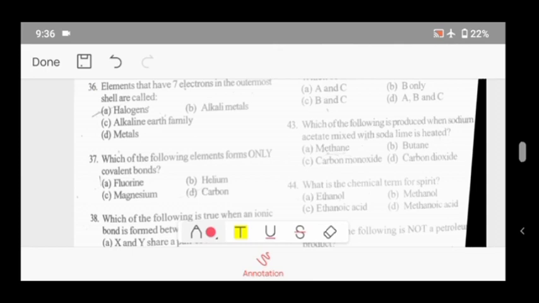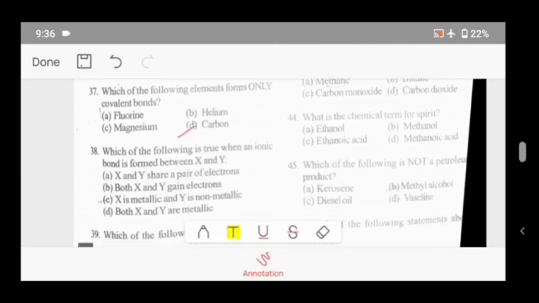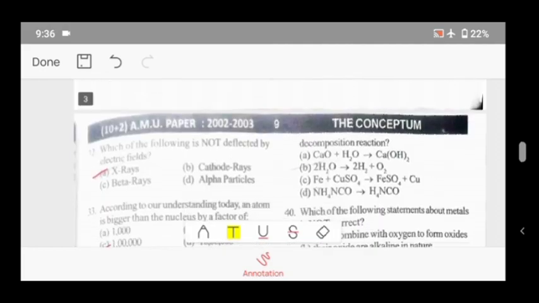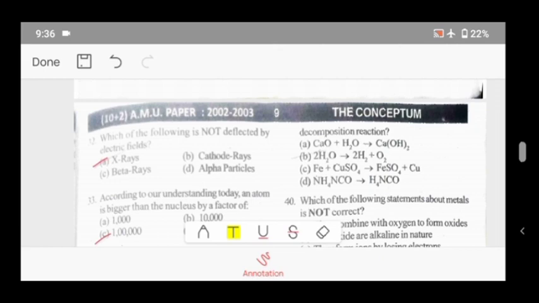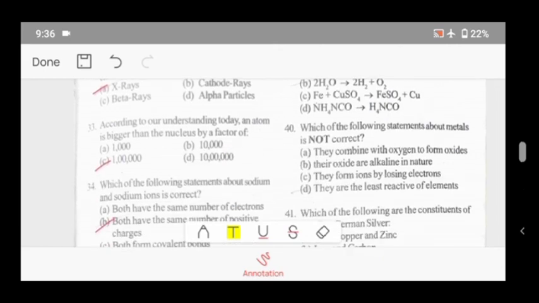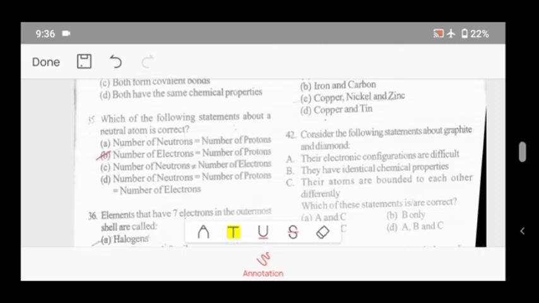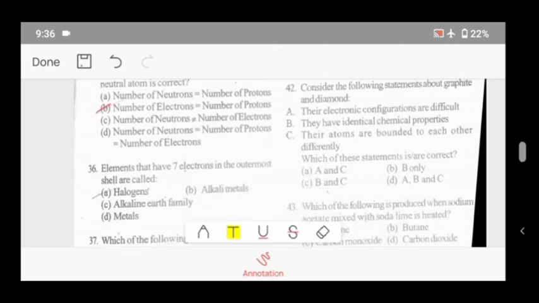Carbon. Okay. Which of the following is true when an ionic bond is formed between X and Y? So the answer is C. 39. Which of the following is an example of a decomposition reaction? So the answer is B. Which of the following statements about metal is not correct? The answer is D. Which of the following are the constituents of the ion generation? The answer is C. 42. Consider the following statements about graphite and diamond. Which of the following is correct about diamond and graphite? So the answer is C.